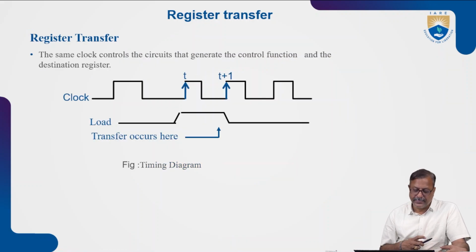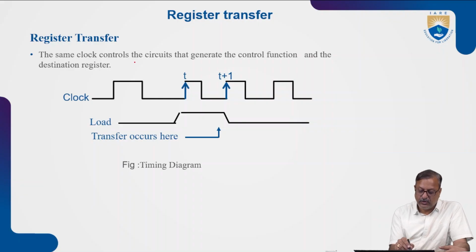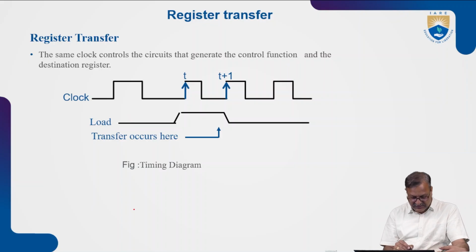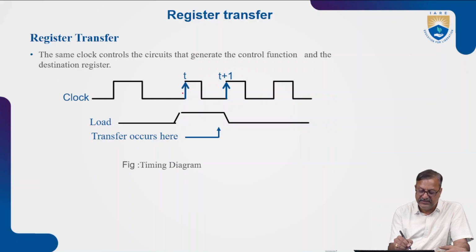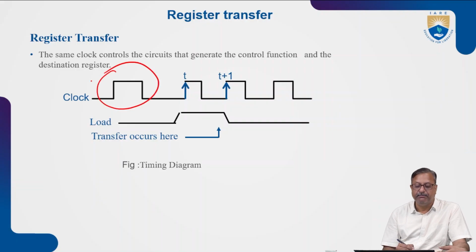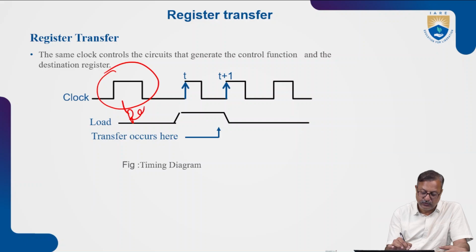Now coming back. Till now you see that in one clock cycle the operation has to be performed. One clock cycle. Now what happens here, you can see the same clock controls the circuits to generate the control function and the destination register. One clock is indicating one pulse. The clock is represented as a pulse, and this representation is shown here.